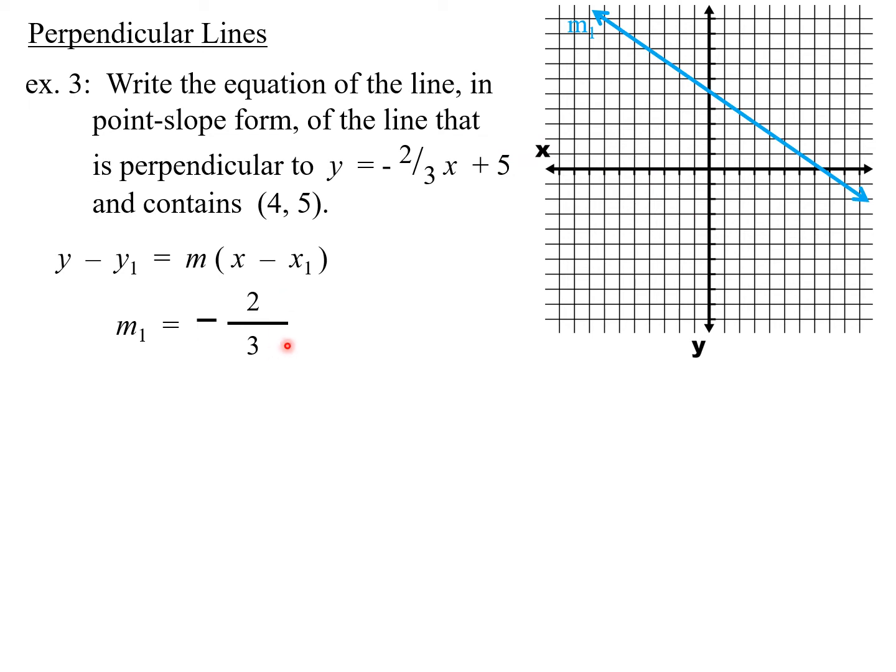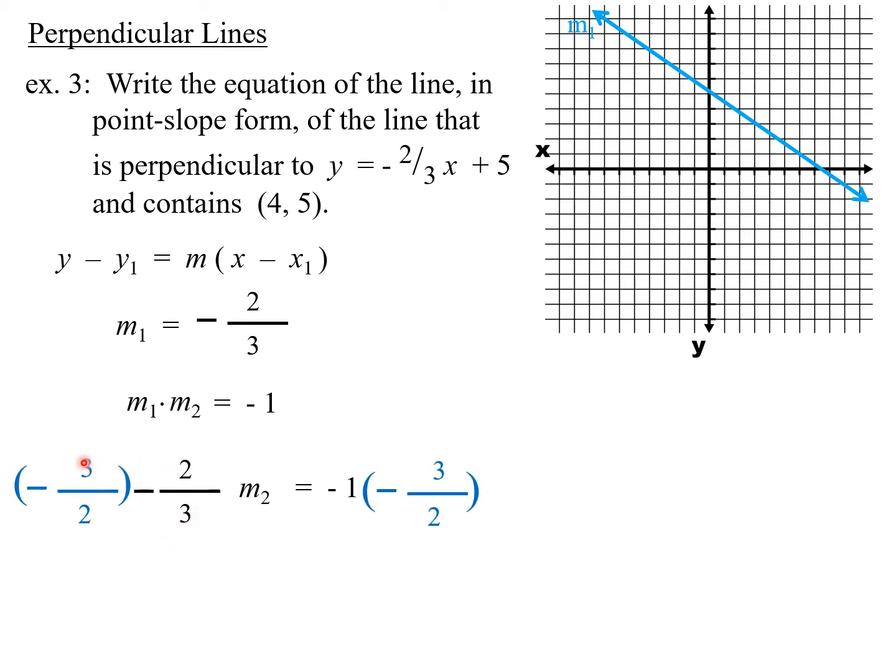Well, remember the property of perpendicular lines. Their slopes are going to multiply to negative 1. The product of the two slopes is negative 1. Okay, so I can say that negative 2/3 times the slope of the second line is equal to negative 1. And we can solve this for m2 by multiplying by the reciprocal of negative 2/3, which is negative 3/2. On the left-hand side, those cancel, signs cancel as well. On the right-hand side, the negative signs cancel. And what we end up with is a slope of 3/2 for our second line.